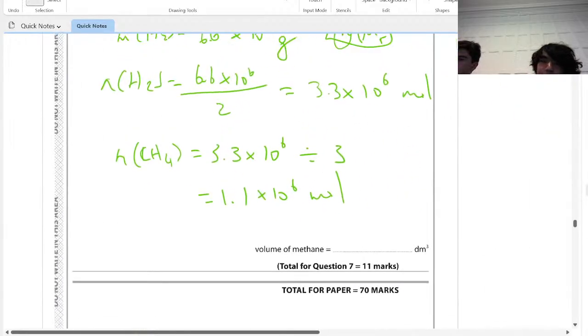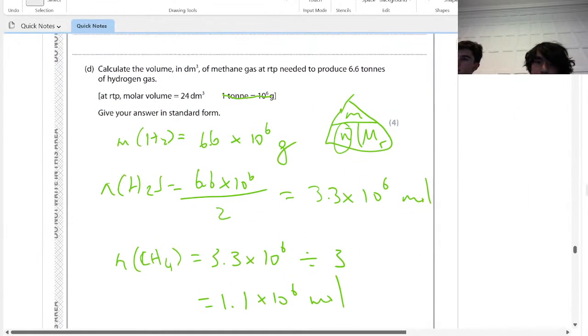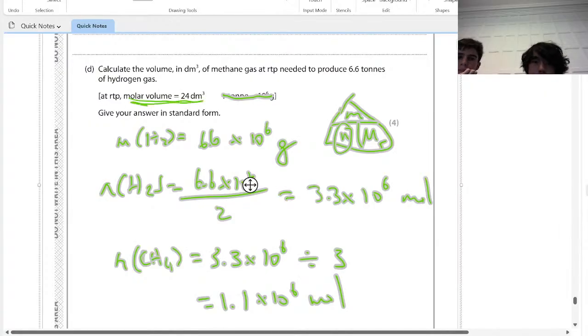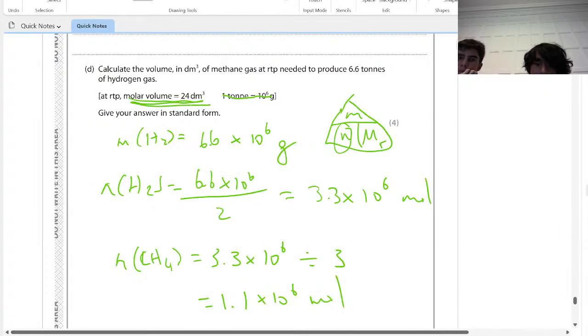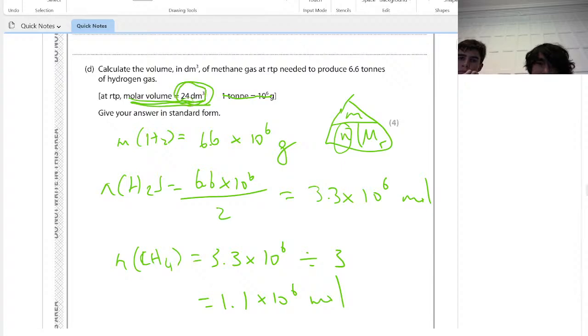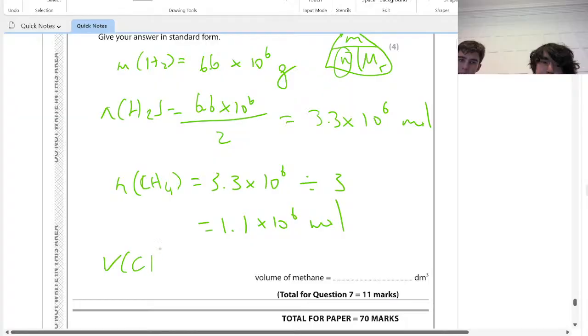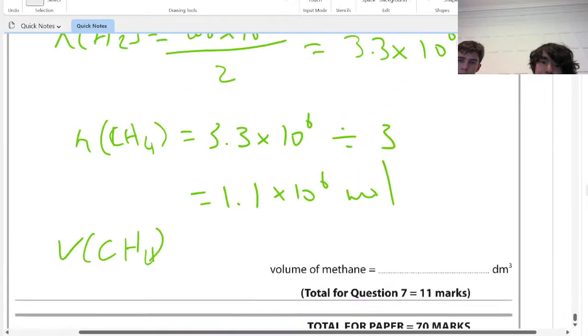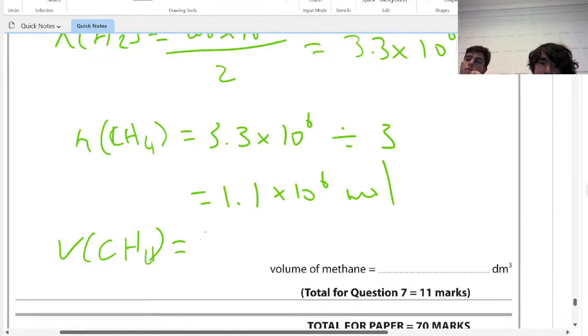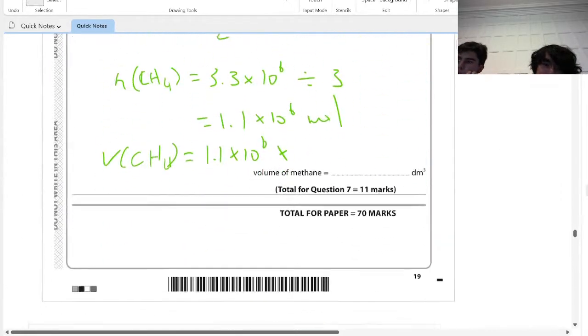Okay. Now that we have the moles, we can use the molar volume. That just means the number of dm cubes of gas in a mole. And it's always the same for every single gas. So now we have the volume, which is 1.1 times 10 to the 6 times 24 dm cubed.